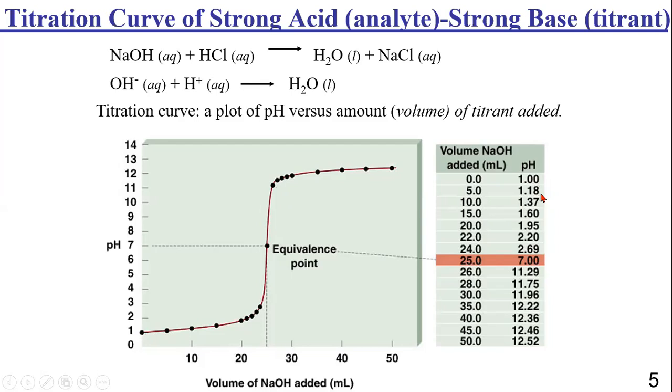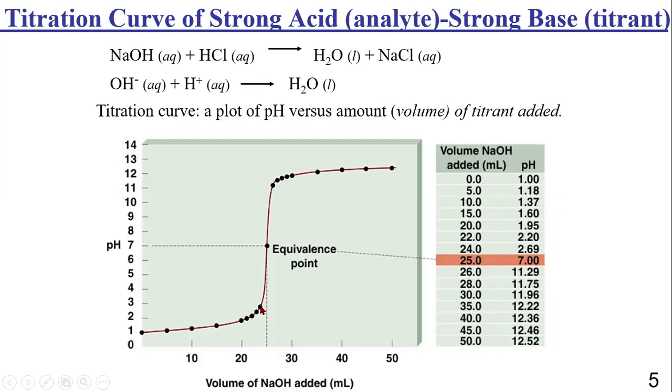Let's look at it. pH 1, 1.18, after 10 milliliters it is 1.37. Even after 22 milliliters, it's only 2.2. So there's a gradual increase in pH. And then suddenly, look at volume 24 milliliters of NaOH added, the pH is 2.69. So from 0 to 24 mL, the pH mildly changed.